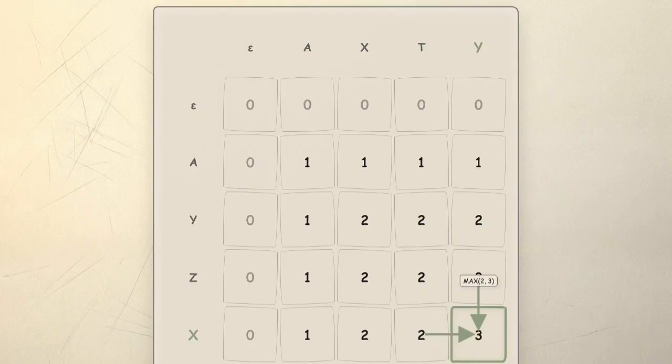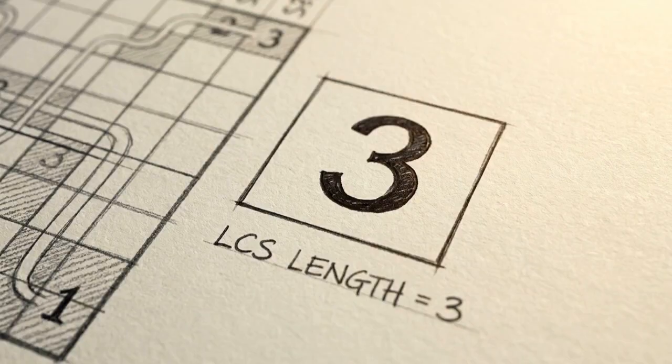Based on these two rules, determine the final number comparing Y against X. They are a mismatch. Following Rule 2, we look left and up. The maximum of 2 and 3 is 3, so the algorithm stamps a 3 in the bottom corner. That final bottom right cell contains the ultimate answer for the original two strings.